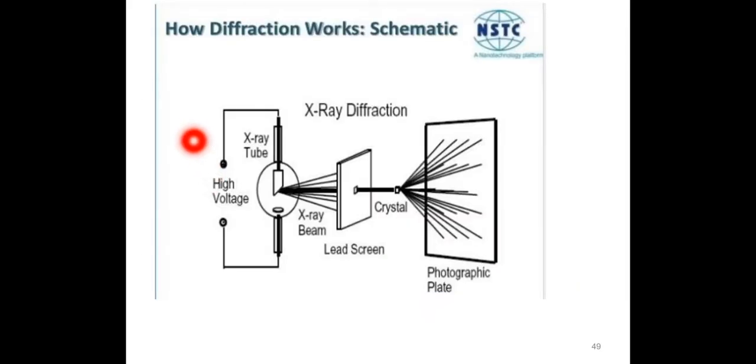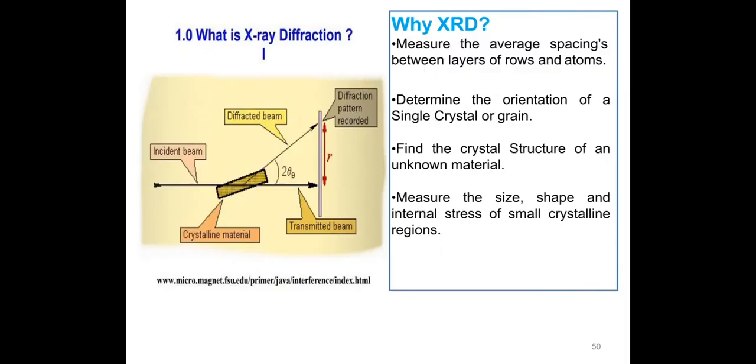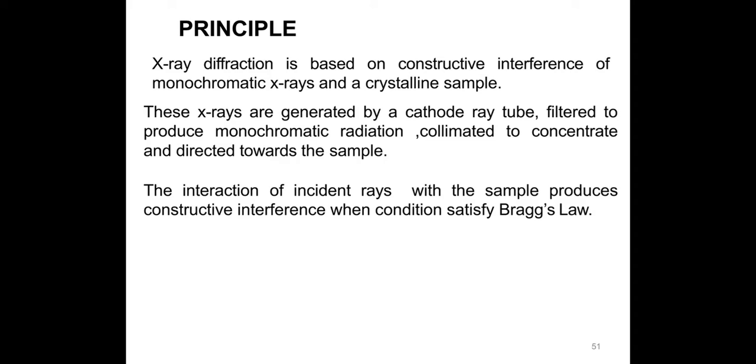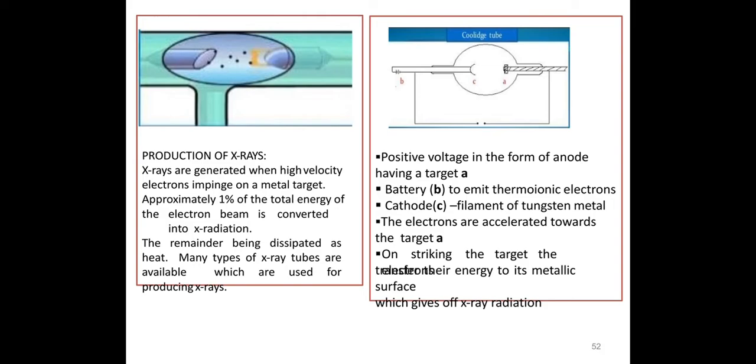You see here, high voltage, this is the X-ray tube, so it produces X-rays or an X-ray beam. This is the lead screen, this is the crystal, and then finally it is allowed to collect on the photographic plate. So finally this is determined, or the analysis is done. Now you see here the diagram.